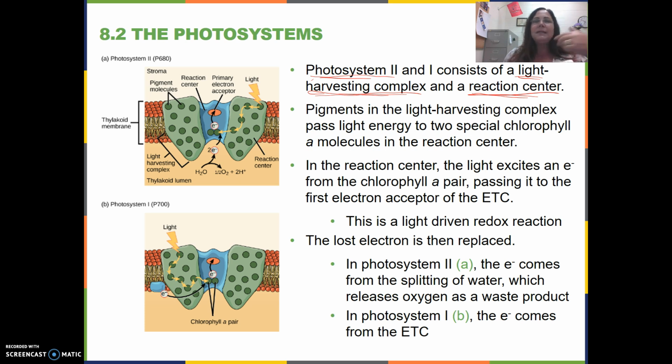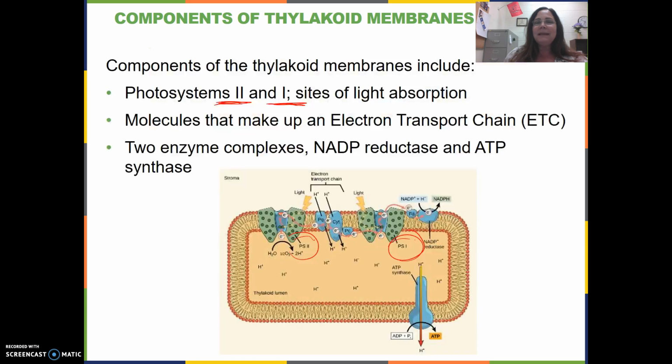So the photosystem consists of many pigments called the light harvesting complex. In some textbooks I've read they're called the antenna assembly. So there's a bunch of pigments, and then there is an electron acceptor molecule, which is a special chlorophyll A molecule. The photosystems are where the light absorption occurs. They're located along the thylakoid membrane. This is a thylakoid membrane.